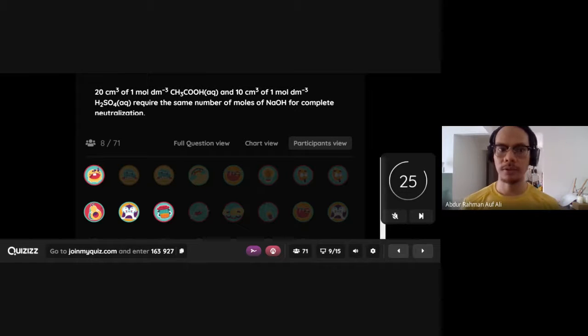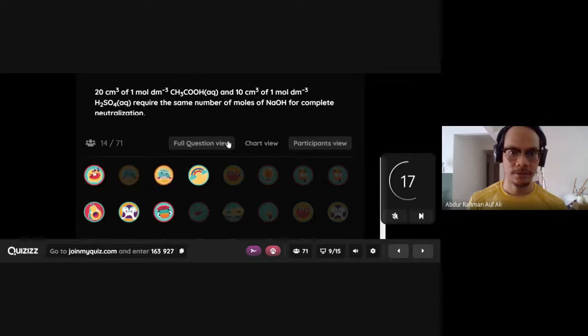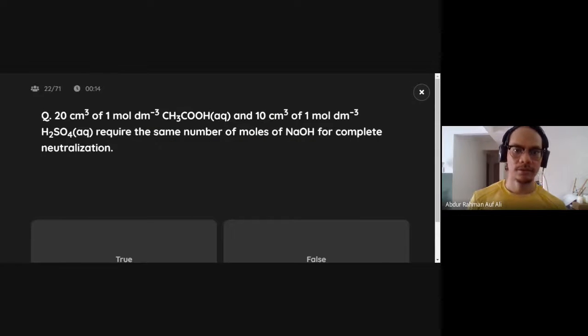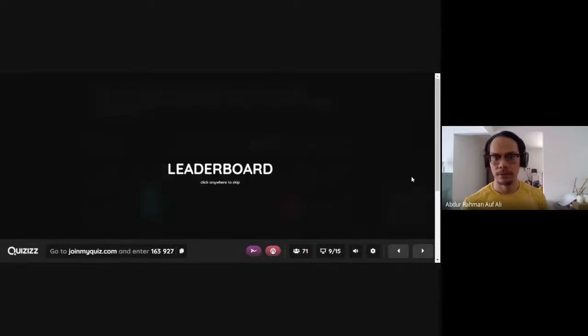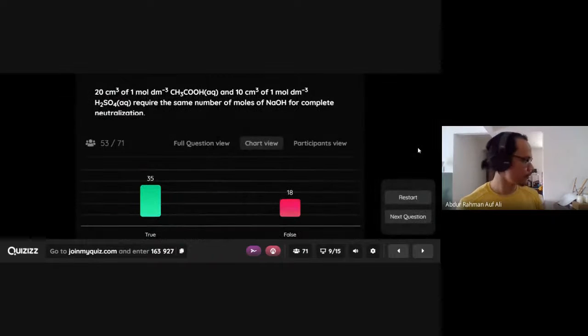Okay, so saya tak tahu kamu sempat kira ke tak. You have 30 seconds and you calculate this. 20 centimeter cubic of 1 mole require the same number of moles for complete neutralization. Oh, okay. So not really a calculation question. That's why you woke up. Okay, so the answer is true.